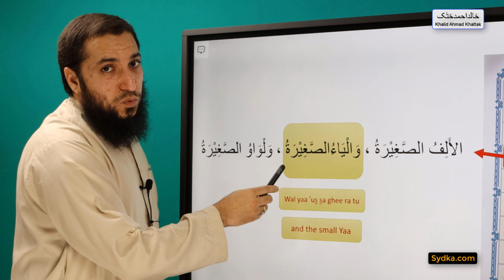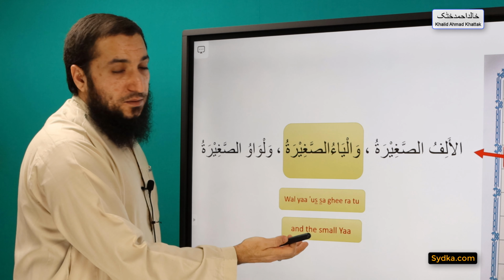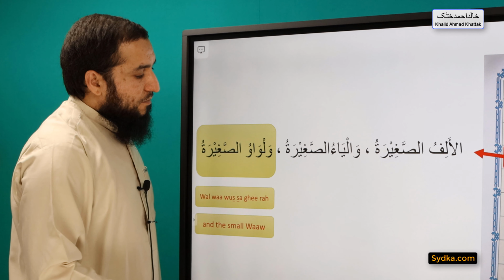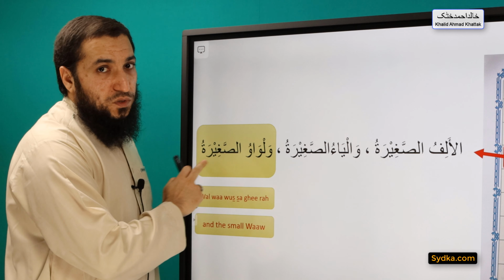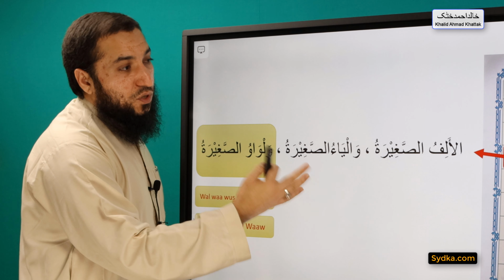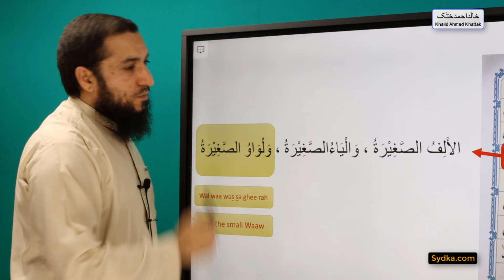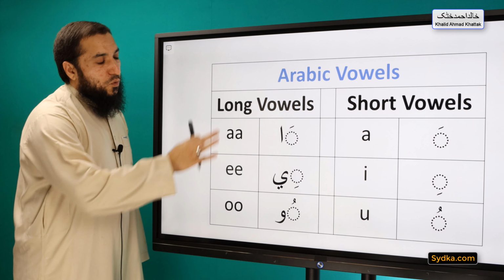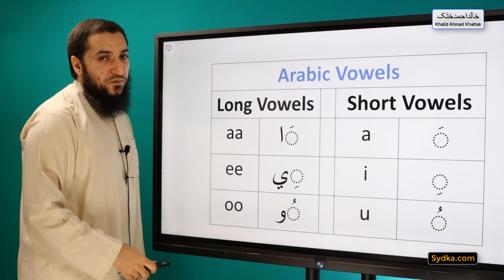Wal-Ya'u al-Saghiratu, which means the small ya. And Wal-Waw al-Saghiratu, which means small waw. So this lesson is about the use of small alif, small ya, and small waw. Before we explain the main lesson, we need to revisit Arabic vowels.